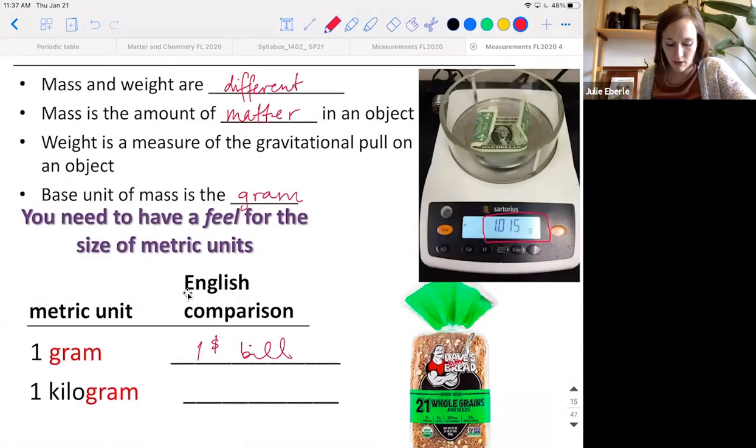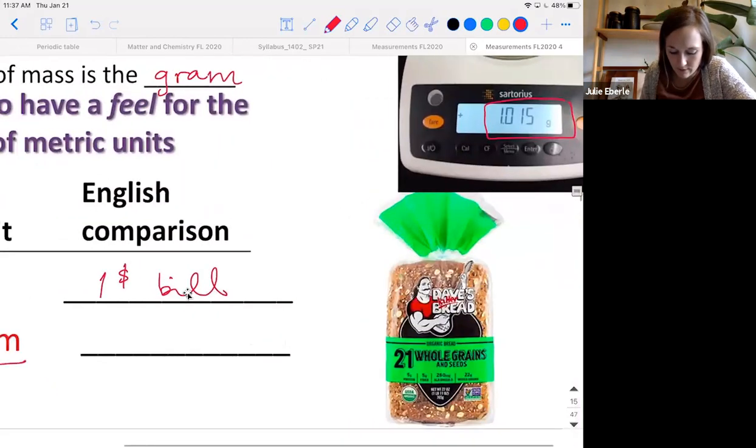And then what about a kilogram? Kilo is a prefix we can put in front of the word gram, and we're going to talk about prefixes in a second. How does it change the quantity? It makes it bigger. A kilogram is a lot bigger than a gram. But roughly how much does a kilogram weigh? It's about the mass of a loaf of bread.